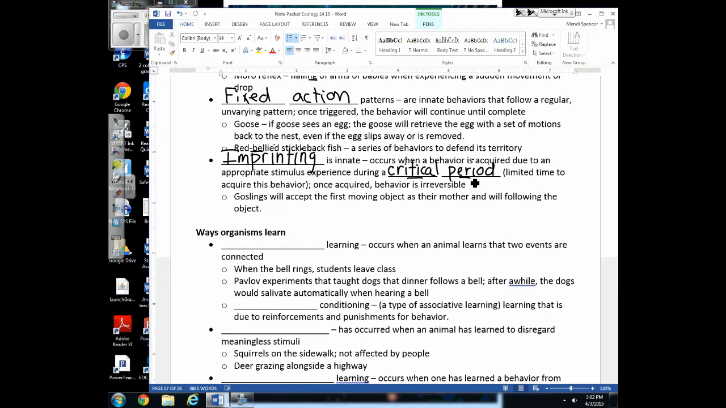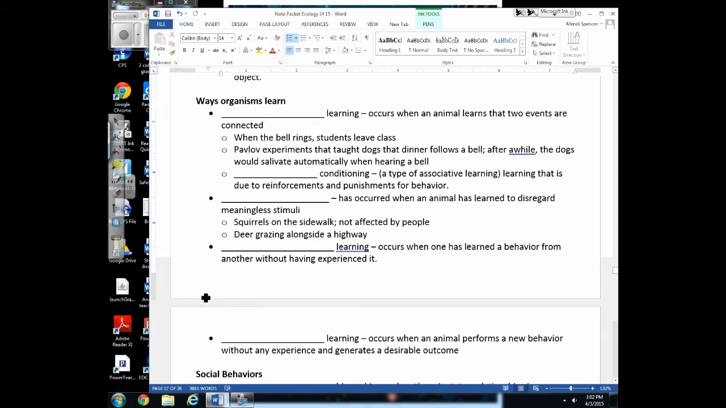So now we're going to get into different ways that organisms learn. So the first type of learning we're going to talk about is associative learning. So this is whenever an animal learns that two events are related. So for example, you have learned that when the bell rings, then it's time to leave. There's another famous experiment that was conducted by a scientist named Pavlov. And so what he would do was ring a bell, and he would present dogs with food.